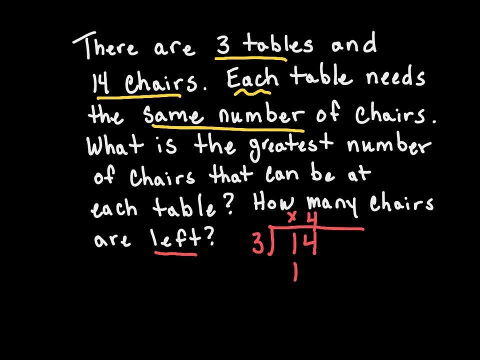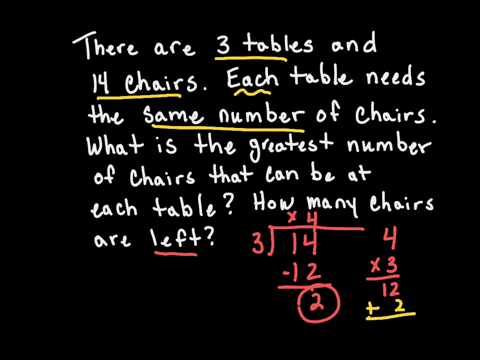4 times 3 is 12, and we subtract, and we have 2 left over. So this means that we can get 4 at each table, but 2 chairs would be left over. So how we check, we do the inverse. 4 times 3 is 12, and then we add on our remainder to get 14. And that's what we have here, 14.